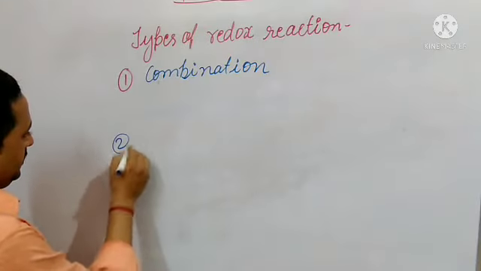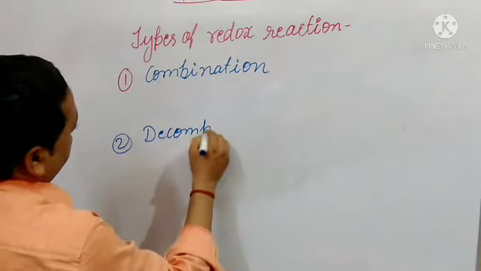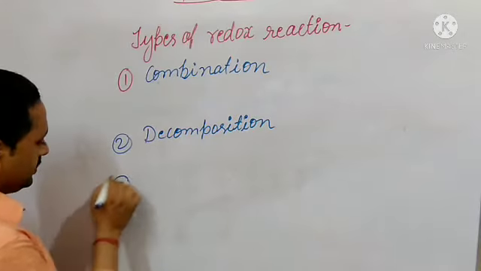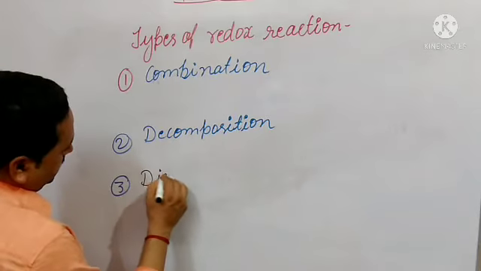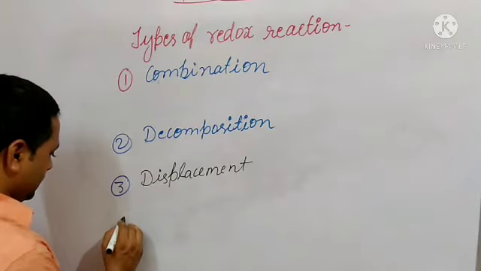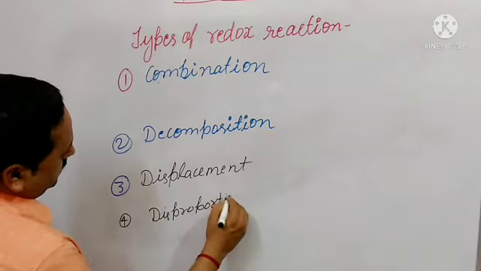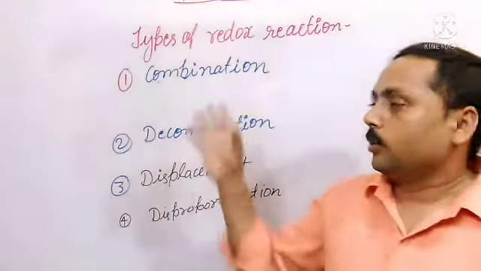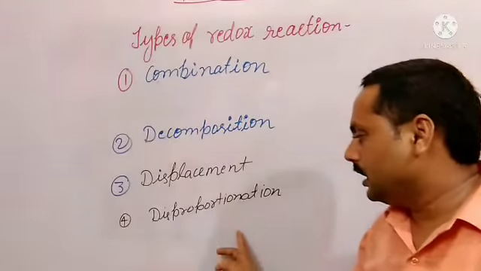Second is decomposition. Third is displacement. And fourth is disproportionation reaction. So these are the 4 types of redox reaction. Combination reaction, decomposition reaction, displacement reaction, and disproportionation reaction.